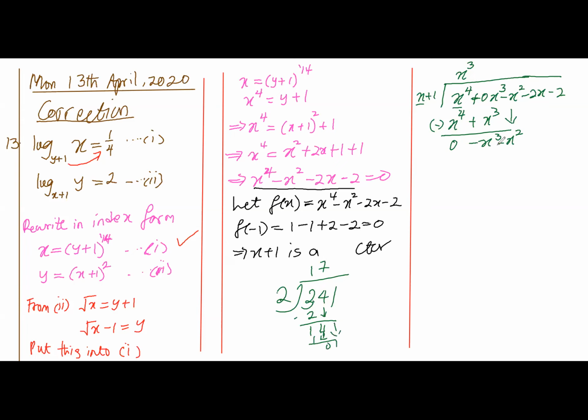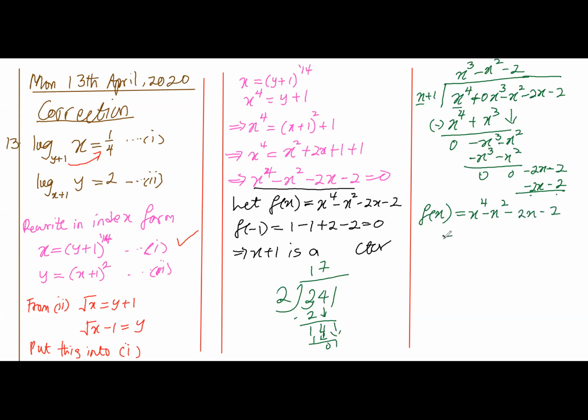So if you do that, you get minus x squared. This is minus x cubed. This is minus x squared. And the subtraction gives 0. You don't have to show it with a 0. Then you bring down this and this. You divide again, you get minus 2. Minus 2 times that is minus 2x. Minus 2 times that is minus 2. So this is 0.